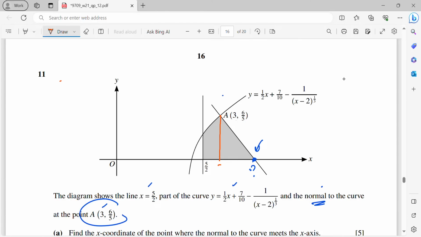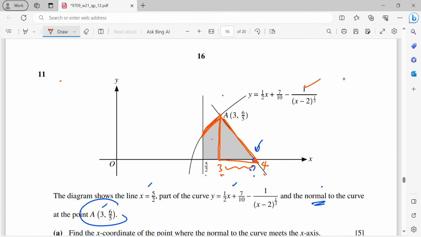Okay, here is 3. Then here we just found, it is 4. So you have to integrate from 5 over 2 to 3 for this curve. Okay, for the curve. And then plus with the integration from 3 to 4 for the straight line, the normal curve. Okay, or otherwise you can just say this is a triangle.